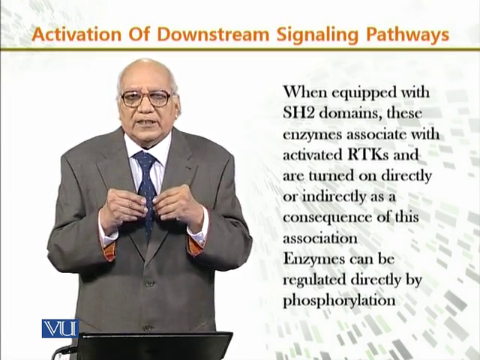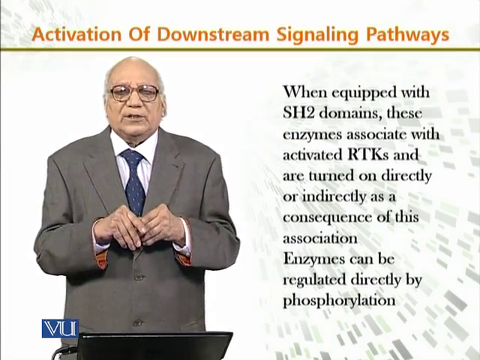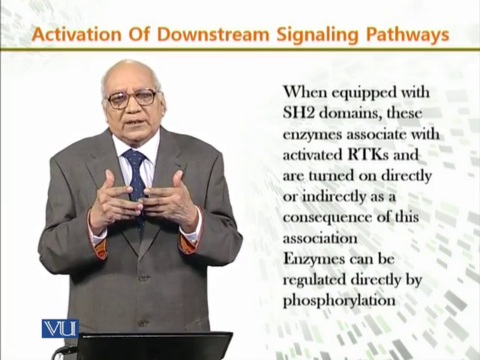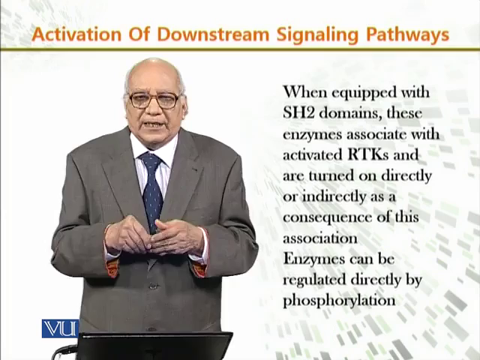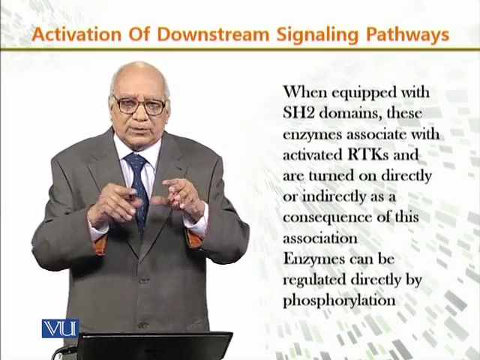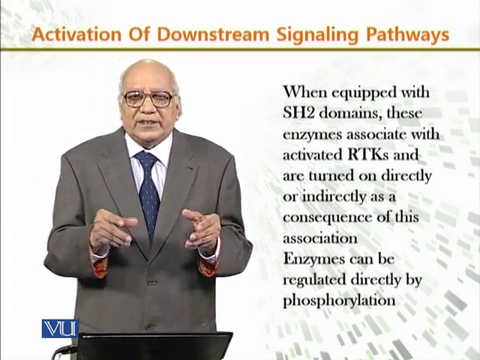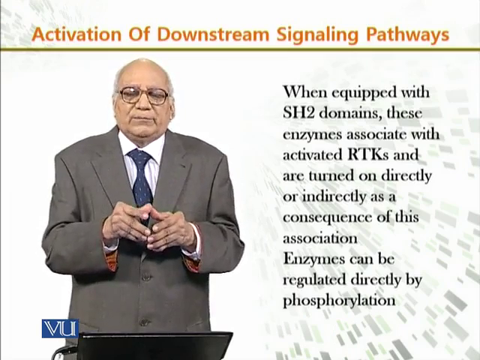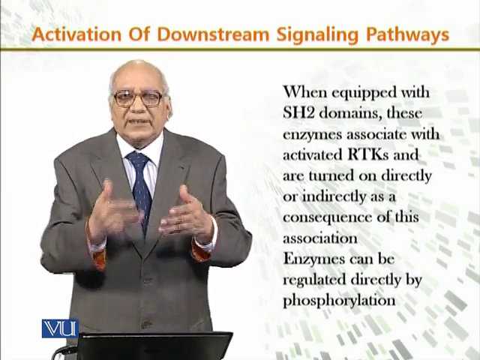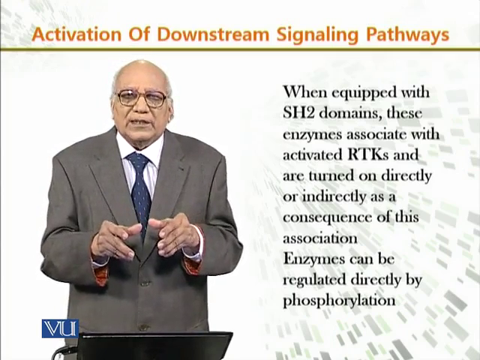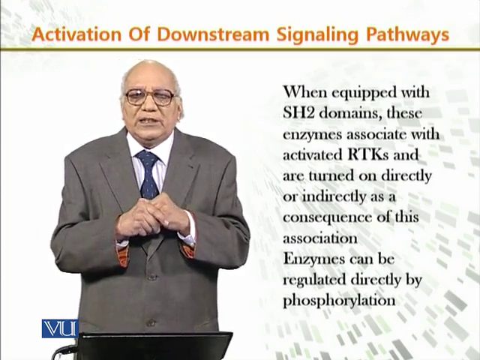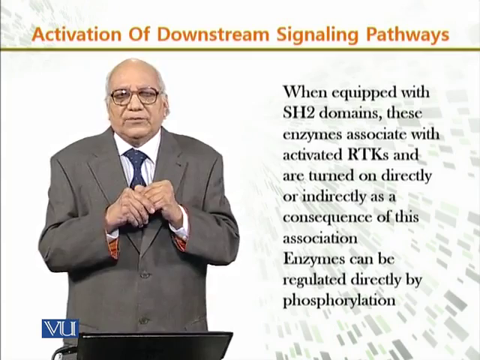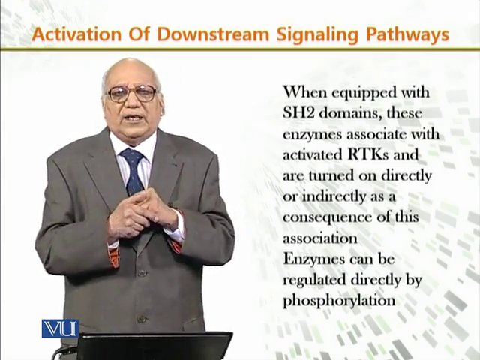So these SH2 domain enzymes will associate with RTKs and they are turned on directly and indirectly as a consequence of this association. What do we mean by turned on? Turned on means their conformational changes, the change in the tertiary structure, will be such that cell signaling becomes possible. Now, an enzyme can be regulated directly by phosphorylation, remember, because an enzyme molecule is a catalyst. So they can be regulated by phosphorylation, with ATP, and so on. So these are the major factors in this chapter we have studied, which control the downstream regulation of the cell signaling.